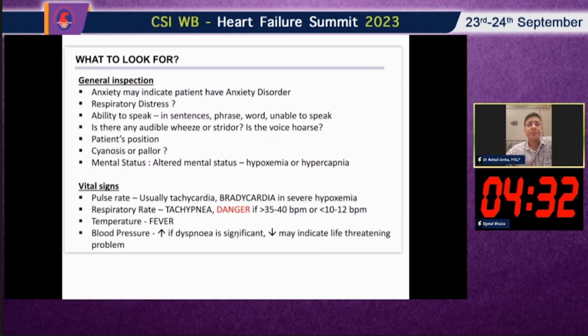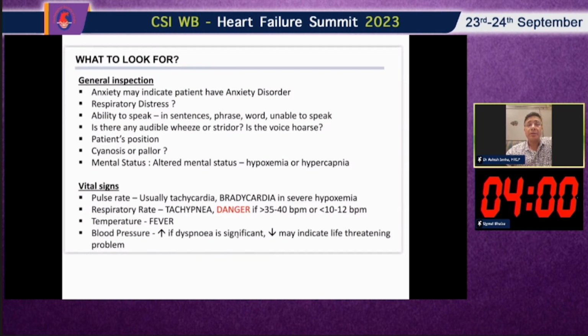Next, please. In general inspection, as I said, you have to look for anxiety, which can cause this. There are a lot of functional causes of dyspnea where you look and find nothing, and that is the functional cause. Also note whether the patient can speak in phrases and sentences; that helps you understand how bad the dyspnea is, and you can always categorize the dyspnea. And as I said, look for cyanosis, pallor, and mental status. When you have hypoxia, your mental status might deteriorate.